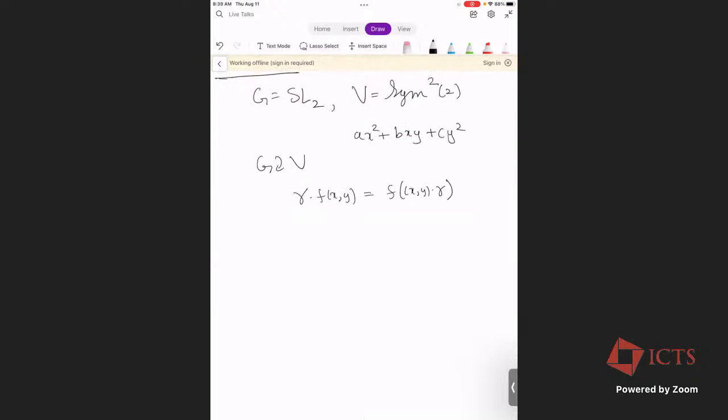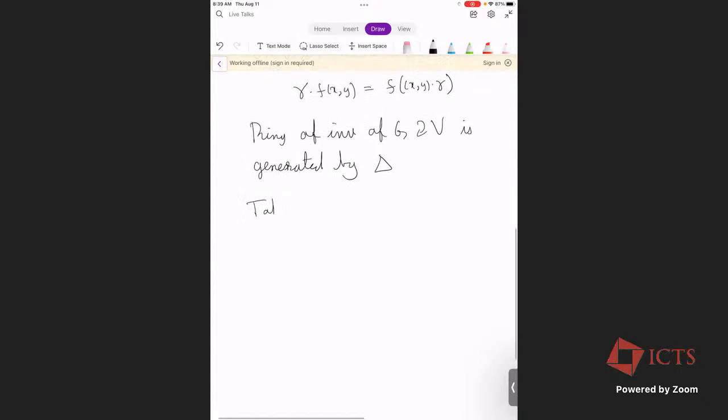It turns out that the ring of invariants is generated by a single element. And that element is the discriminant, where the discriminant, of course, is b^2 - 4ac. So the ring of polynomial invariants is generated by the discriminant, which means our natural height function is going to be the absolute value of the discriminant.